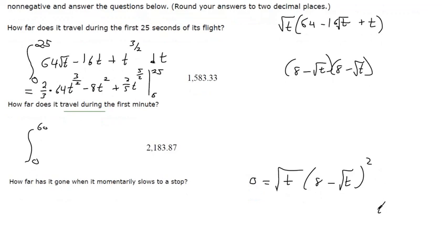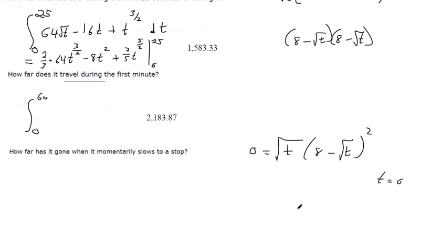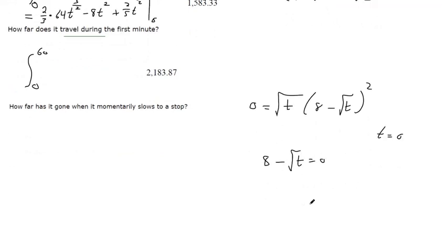Because when t equals 0, it's stopped. And then if we solve this equation by setting it equal to 0, then we get 8 equals square root of t. We can square both sides, so t would be 64. Yeah, because if you plug in 64, square root of 64 is 8. 8 minus 8 makes 0. So it momentarily slows to a stop at t equals 64.